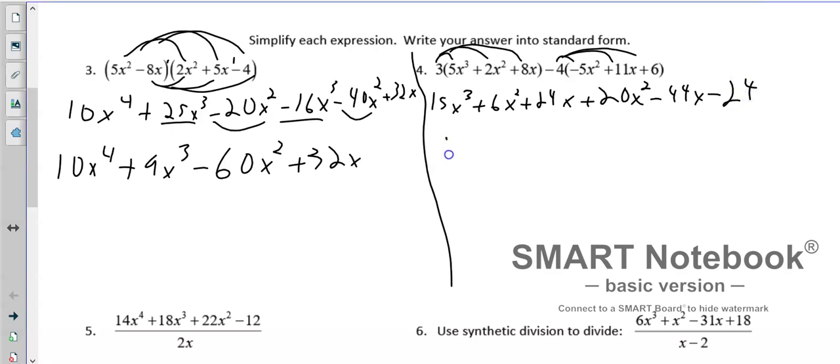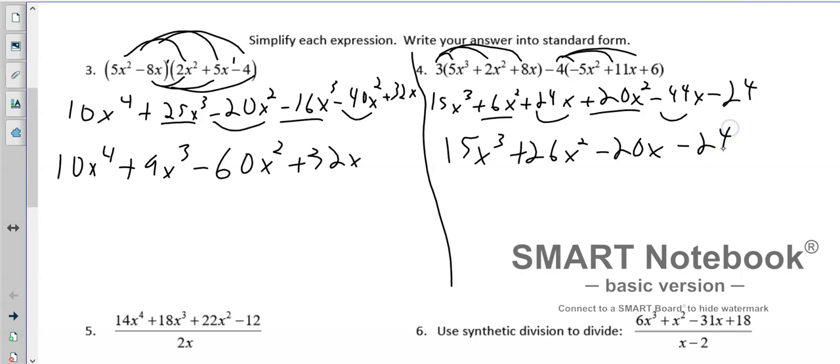Now, there's only one x cubed. So it's 15x cubed. X squared, they're both positive, so 26x squared. 24x minus 44 is negative 20x, and the minus 24 is a constant at the end. And we're already in standard form.